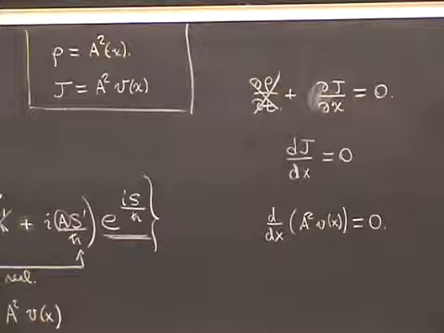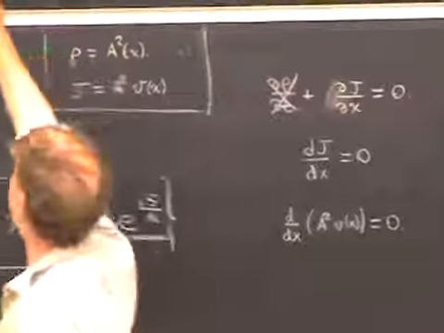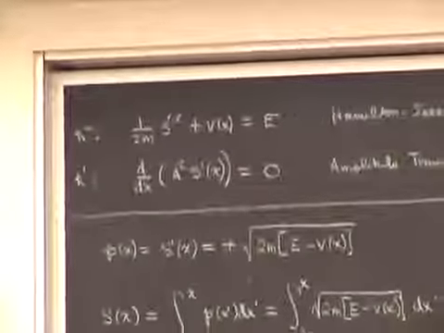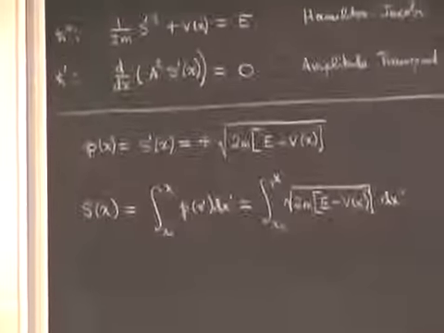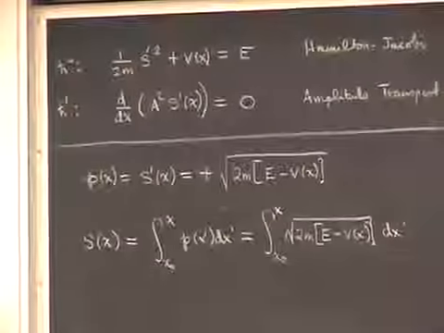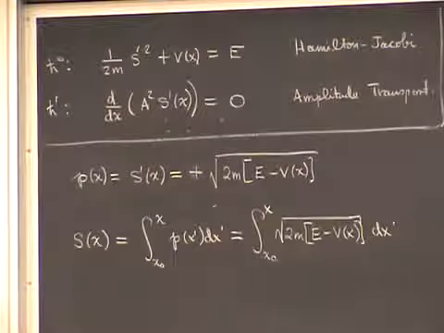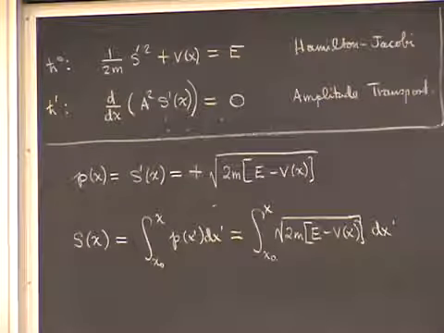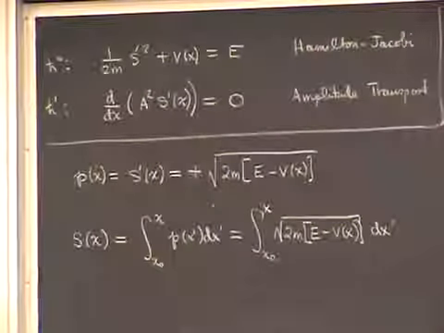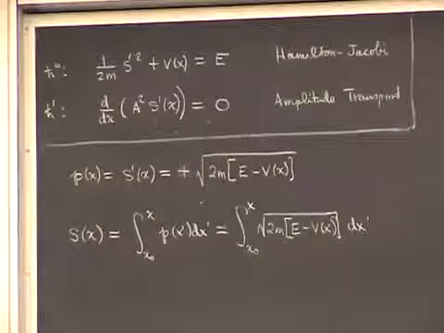And apart from the factor of 1 over m, you'll see, lo and behold, somewhere up here, that's the amplitude transport equation. So the meaning of the amplitude transport equation is conservation of probability. It's the continuity equation for that. All right. Given that fact, now we have an interpretation for both of these equations.